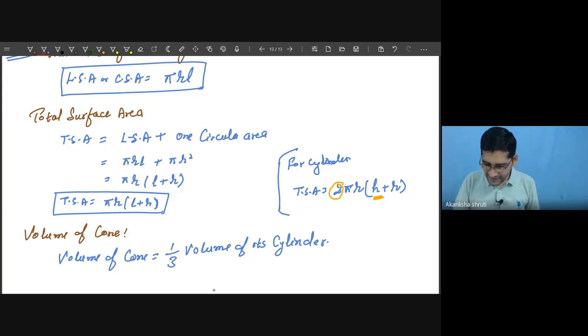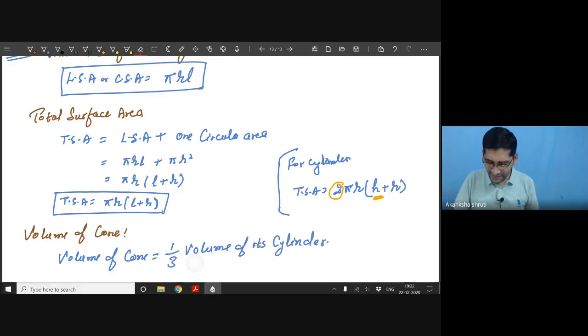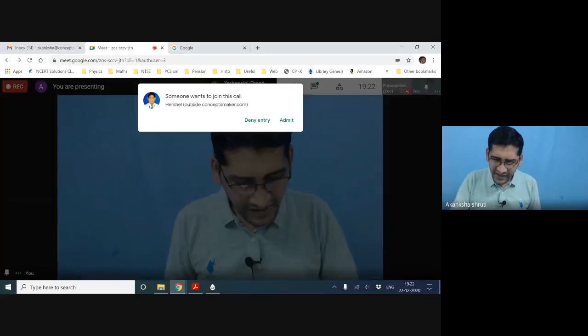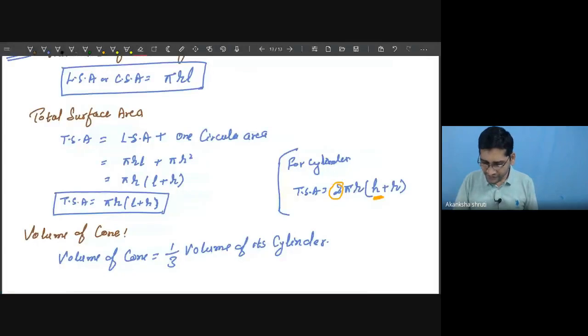So corresponding cylinder means what, students? If you have the cone with the radius r, then you have to make a cylinder with the same radius, and then you have to find the volume of the cylinder, then you have to take 1/3 of that cylinder.